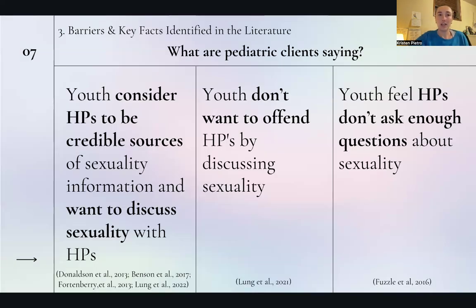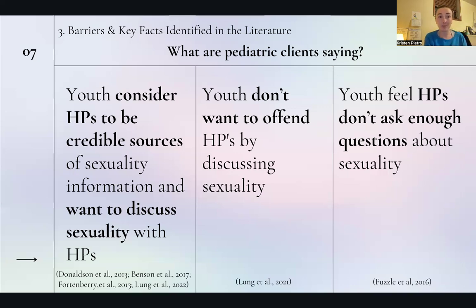Youth often rely on questionable resources like school programs, media, and online content for sexual health information, and school, but I mean like abstinence only programs. However, studies show that they view healthcare providers as credible resources and want to discuss sexuality with them, a big opportunity we are missing.